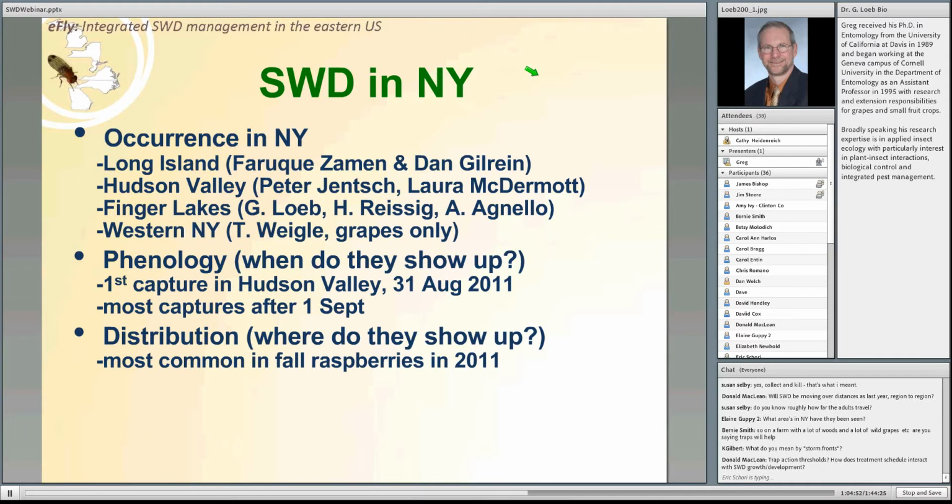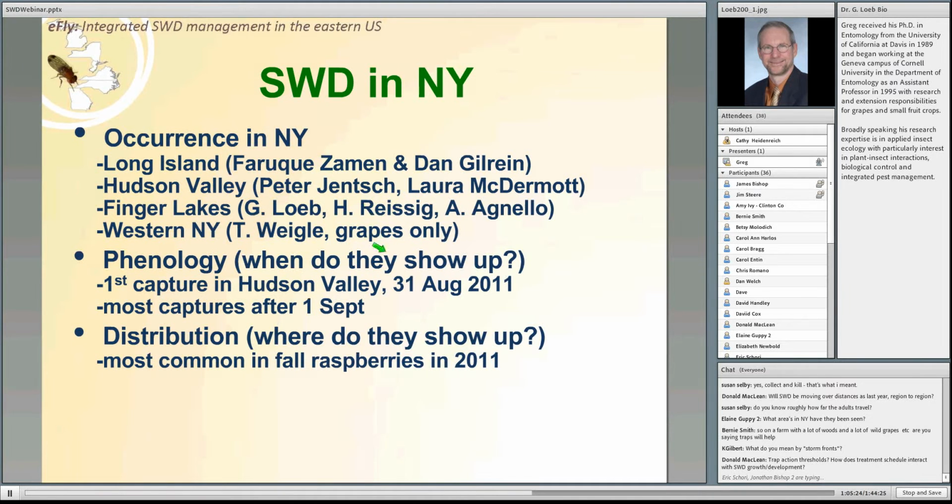A number of us initiated monitoring for spotted wing during the season last year. Farouk Zaman and Dan Gilrain started putting traps out in September of 2011 in Long Island. Peter and Laura were looking for them later in the season in raspberries in the Hudson Valley. I think Farouk and Dan were looking at a number of different crops. In the Finger Lakes, we were looking at a number of different crops, and we actually monitored using these adult traps throughout the season, and Tim Weigel was looking in grapes.